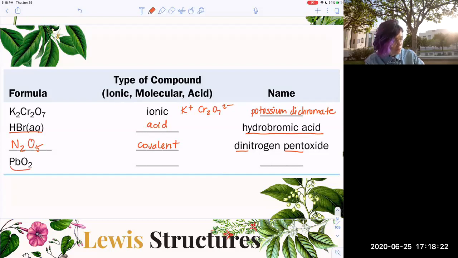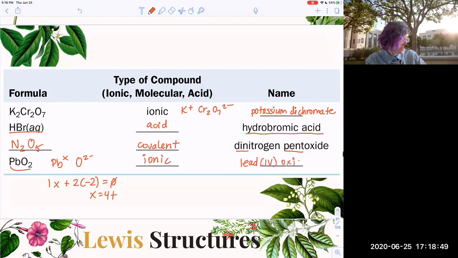PbO2. All right, so I know this is ionic because this is lead, right? But I don't know the charge of lead. I do know the charge of oxygen. If you put lead-2 oxide, you're wrong because you're crisscrossing and you're not looking at your math. So I have 1 lead, I don't know, and I have 2 oxides, which means it's 4. So I have a lead 4 here, not lead 2. So make sure you're doing that math out for those ionic compounds. All right, you're done with writing and naming chemical compounds. Great job.